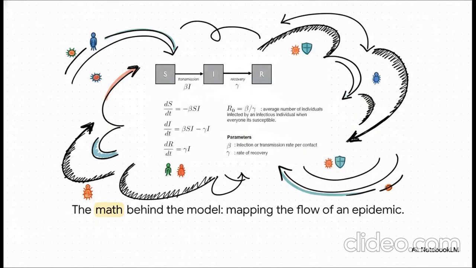And here's a peek under the hood. Now, don't worry about all the complex math on the screen. The important thing here is what these equations actually do. They work like a set of rules that calculate how fast people move from that susceptible bucket to the infected one, and then finally to recovered. When scientists plug in real data, they can use this to chart the course of an outbreak. It's almost like a weather forecast, but for a disease.